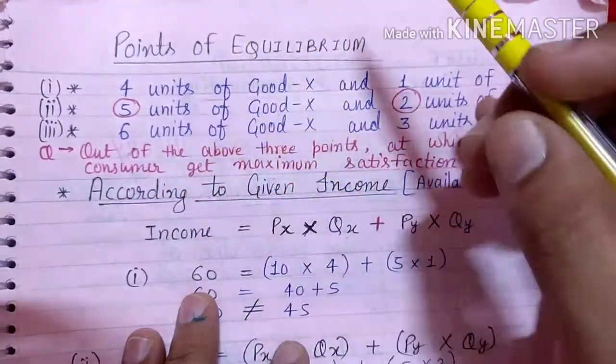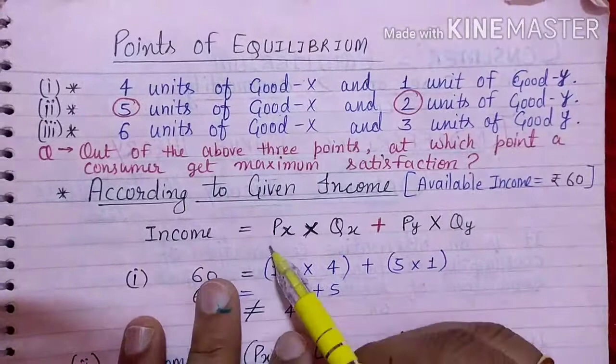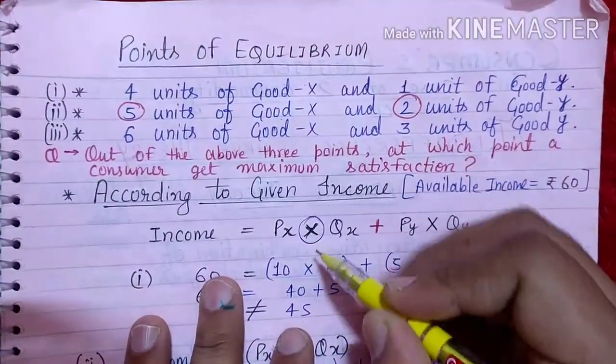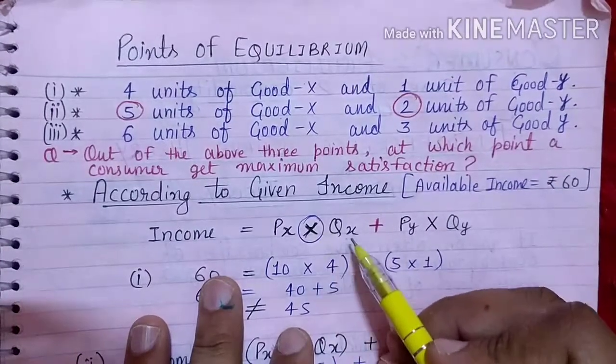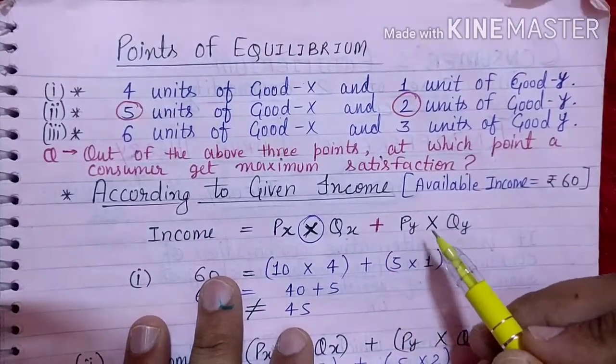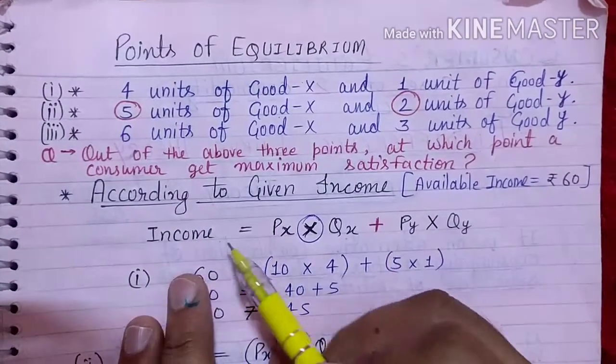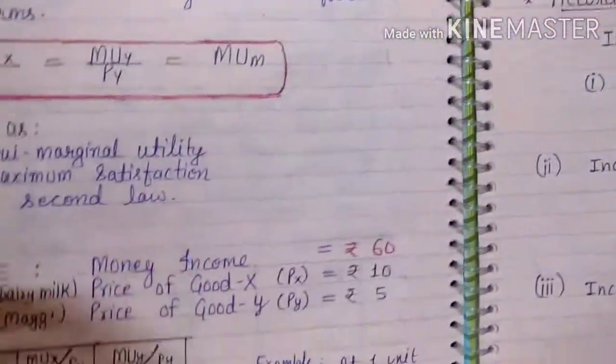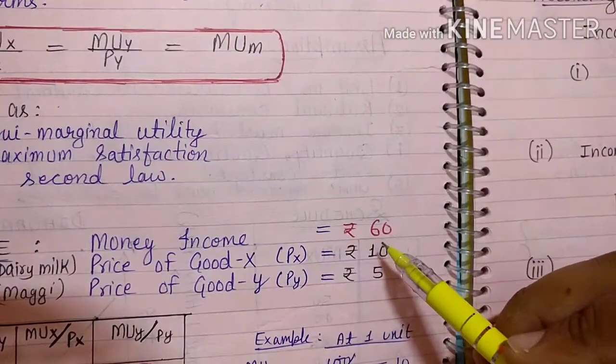So we have to find through a formula, that is PX into QX, this is a multiplication sign. PX multiplied by QX plus PY multiplied by QY should come equal to our income. As I told you in the starting, how much is our income? Rupees 60. We have rupees 60 only.